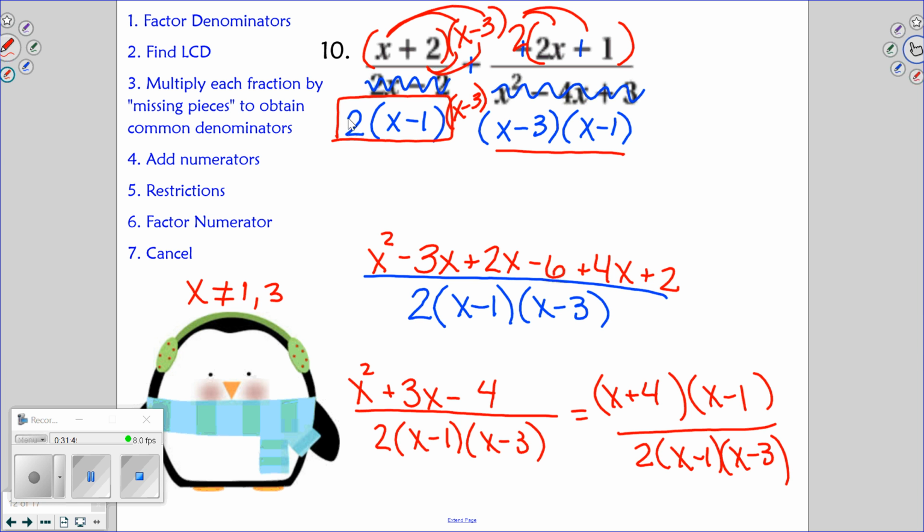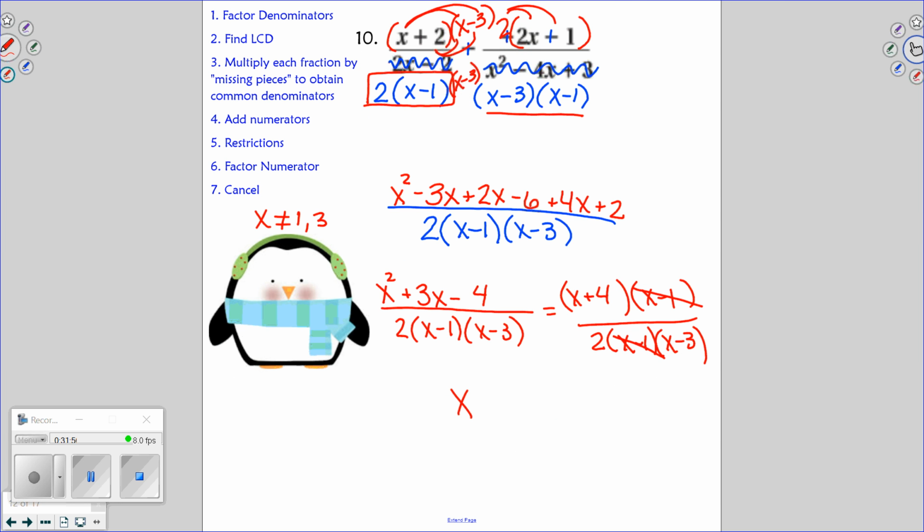And then step 7 says to cancel. And I can cancel the x minus 1s. X plus 4 over 2 times x minus 3. And I'm done.